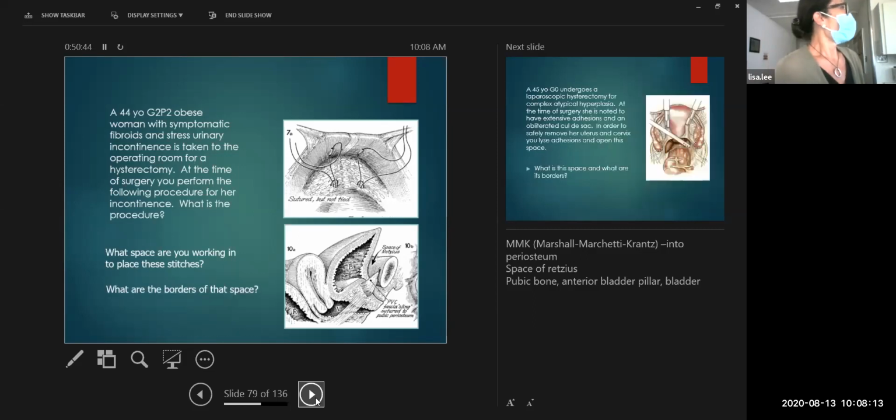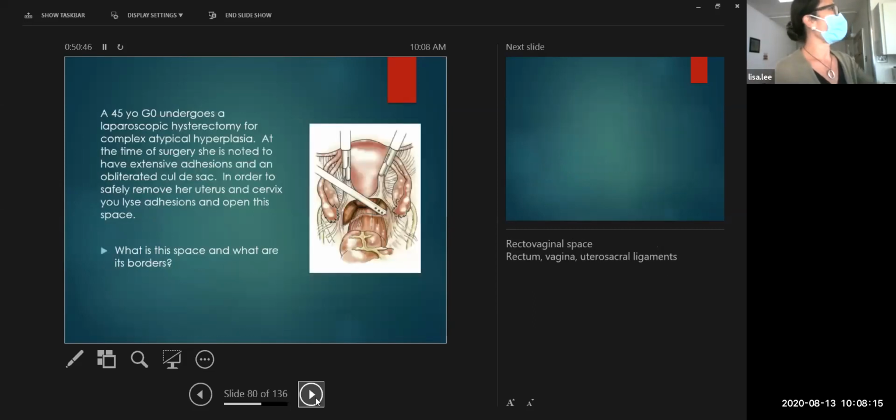Okay. All right. And then, I mean, I'm beating a dead horse, but again, you see how important these spaces are every time you're doing surgery, right? So this is the one with the obliterated cul-de-sac, be it an endometriosis case, be it a horrible cancer case. You can't identify anything. You want to get into this space.